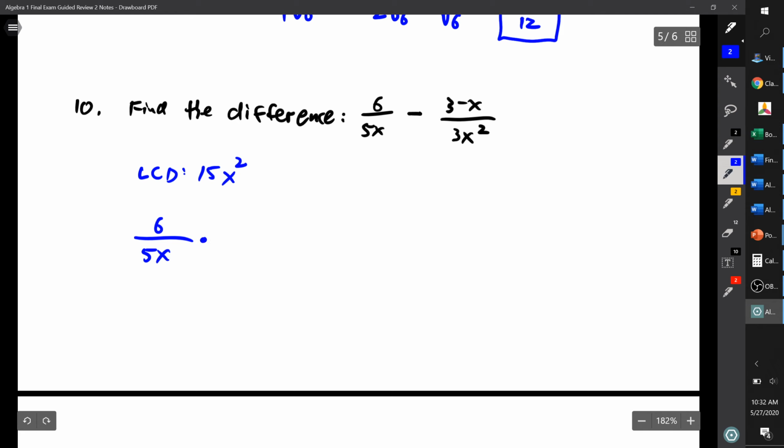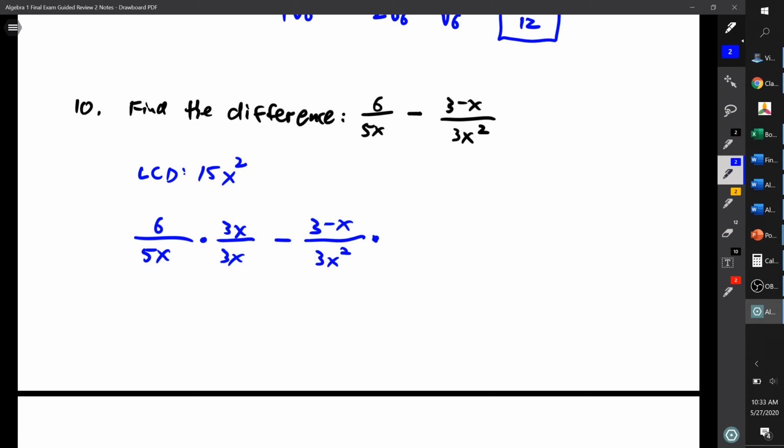Okay? So then my first term, my 6 over 5x, what do I have to multiply 5x by to get the bottom to be a 15x squared? 3 and an x. So 3x. So I need to multiply this by 3x over 3x. And then I have my minus (3 minus x) over 3x squared. What do I need to multiply this one by to get my denominator to be a 15x squared? I just need to multiply by 5. So multiply by 5 over 5.